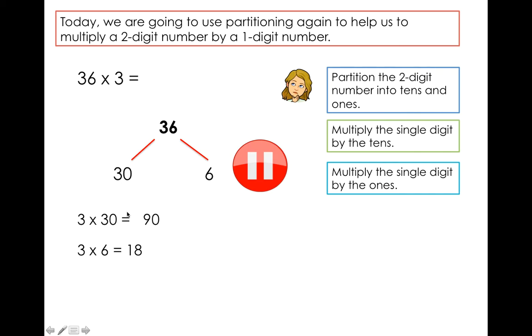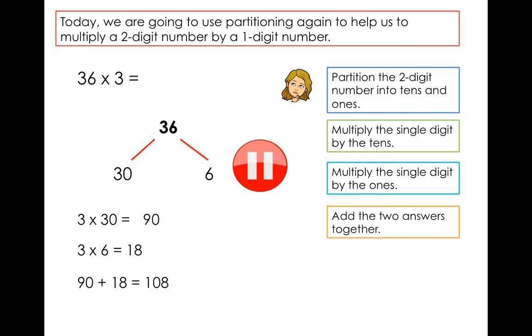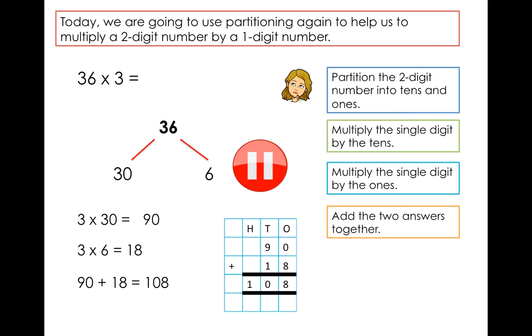If you did either of the steps in a different order, so you did the ones first, that's fine. Okay, it doesn't matter what order you do it in. Then you should have done 90 add 18 to get 108. If you needed to do a column addition for that, that's absolutely fine as well. Okay, super. So there's my column addition that I did there.